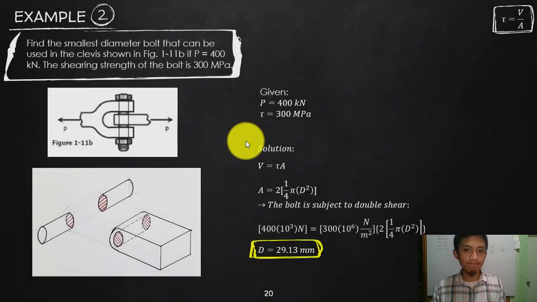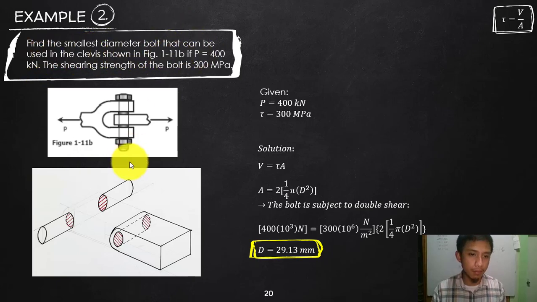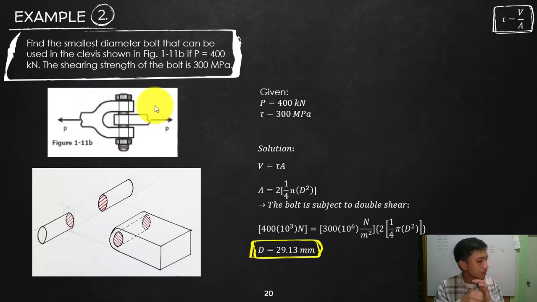Let's have the next example. Find the smallest diameter bolt that can be used in the clips shown in the figure. If P is equal to 400 kilonewton, the shearing strength of the bolt is 300 megapascal. So let's try to understand the scenario of the problem. We have here these clips. That clips is just the connection of the bolt and the socket.